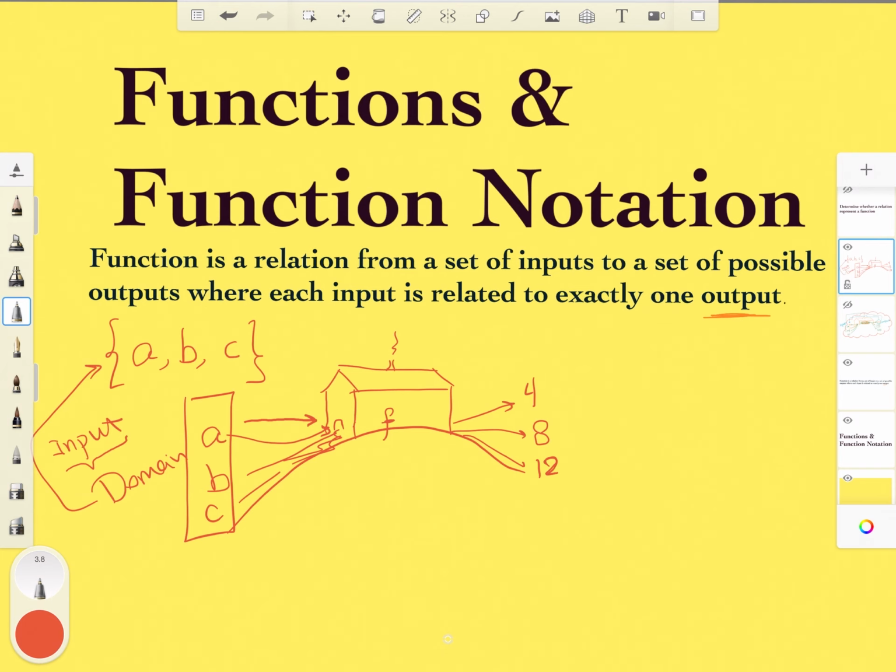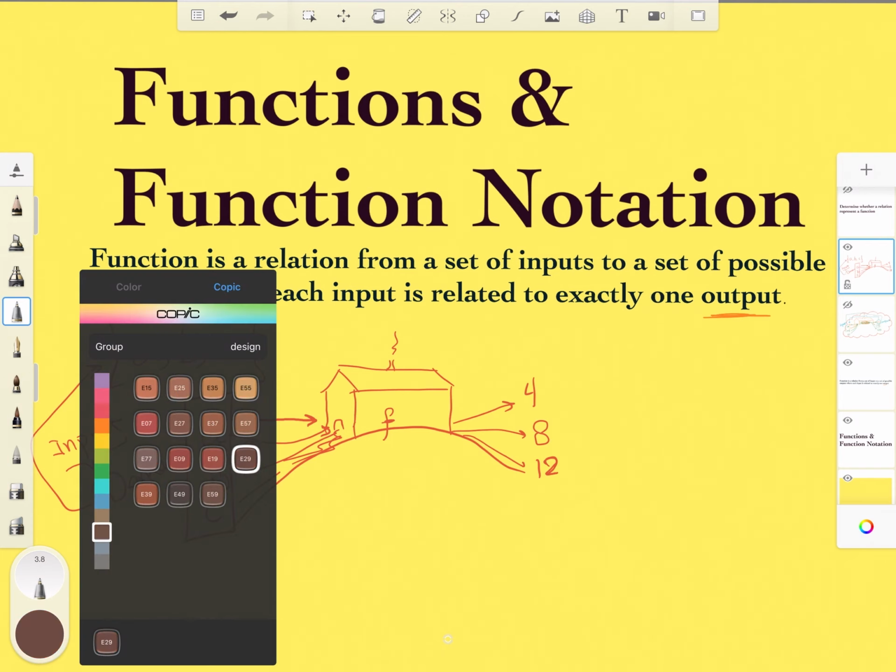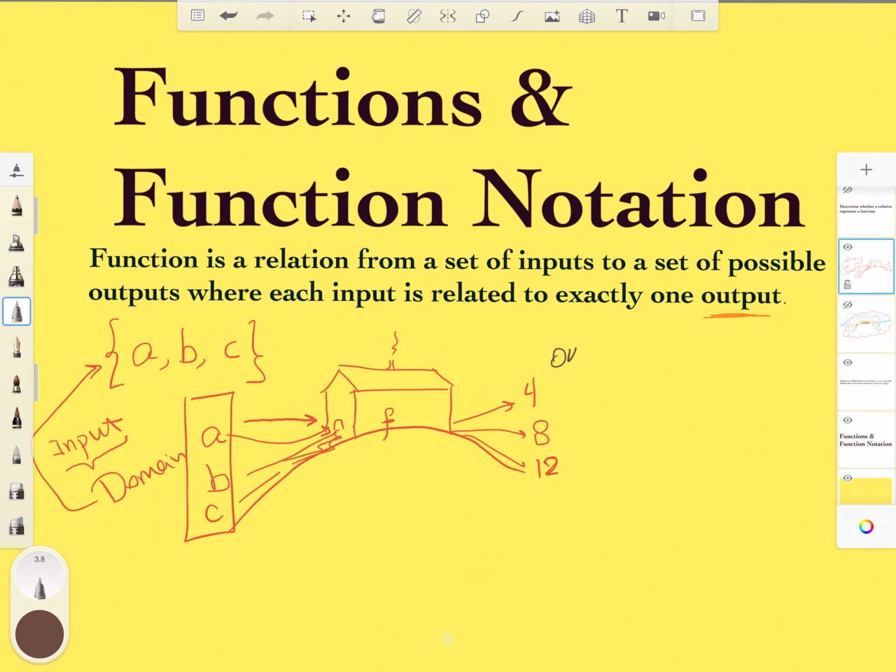And what is the output? The output will be 4, 8, 12. I cannot leave it like this in the air. I have to put it inside of brackets. So this will be the output. They also call it the range. So the range of this function will be 4, 8, 12.